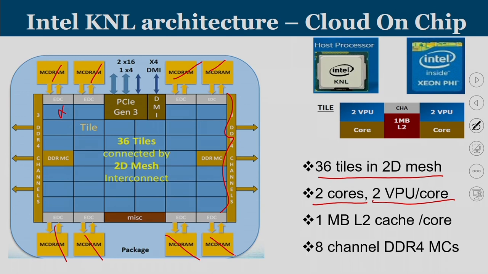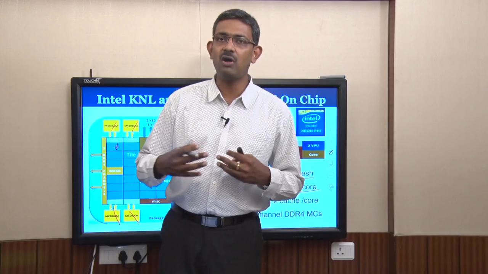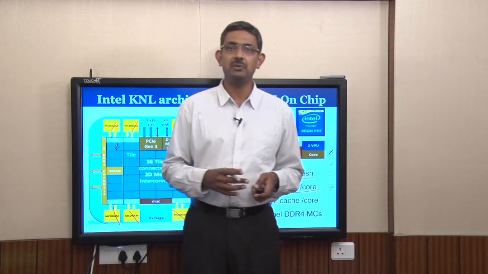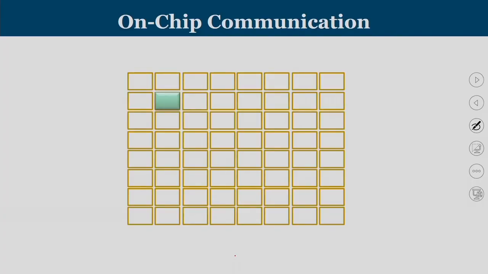Similarly, future multi-core processors are going to be of the order of this Xeon Phi processor that Intel has developed, or something on a larger magnitude. Now, let us try to understand the on-chip communication from the perspective of an application. Consider that you have an application which has some L1 hits, and the application is working very fine.